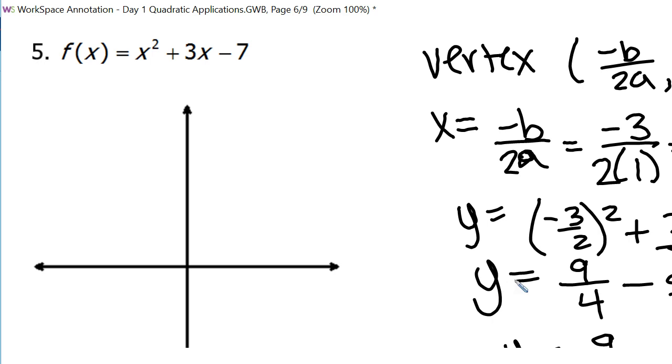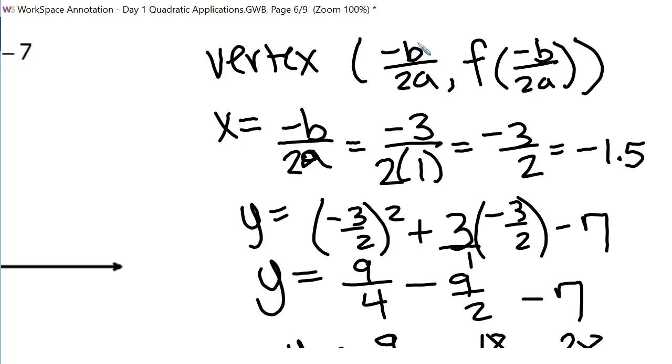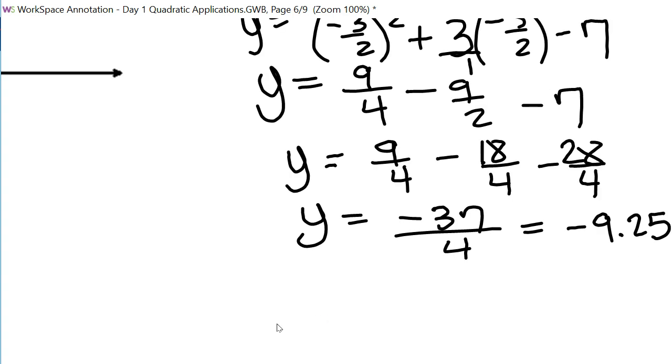And for graphing purposes, I really need that in decimal form. What would that be in decimal form? Negative 9.25. So that means my vertex is negative 1.5, negative 9.25. So right now, the y-axis has to go down to at least negative 9.25. Now, this one continues, so let's find the x-intercept.